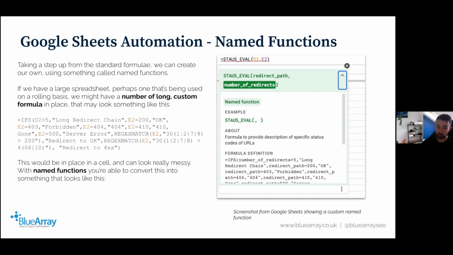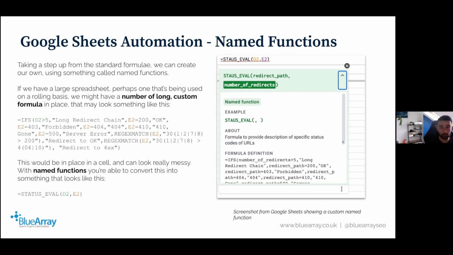With named functions, you're able to effectively convert that into something that looks like this. So we've taken that entire bunch of text and put it into a single little formula. So if I wanted to run that long custom formula in a different cell, all I've got to do is type in this named function, and then the values that I'm looking to perform that on, and then it will do all that for me.